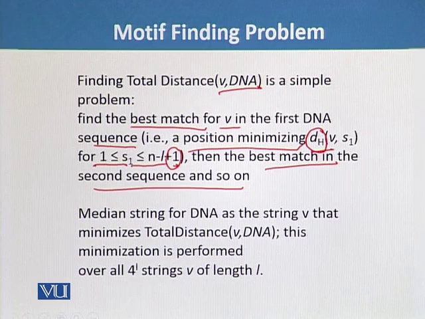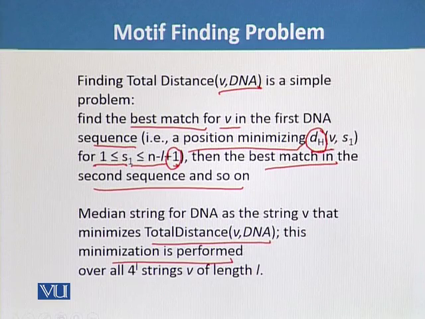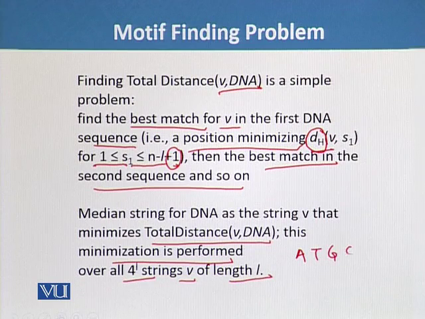So that is the minimum taken over all possible starting positions S. And finally we define the median total distance of V, DNA, that is where the minimization is performed. So we have to calculate this process for all the 4 to the power L strings of V of L length. 4 to the L means adenine, thymine, guanine, cytosine, and we have a specific L-mer length of the DNA sequence.